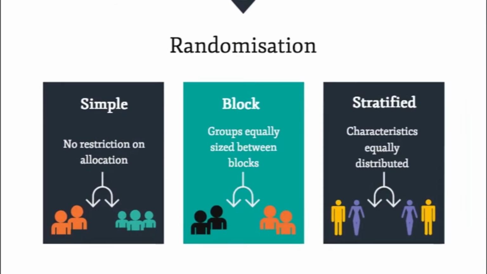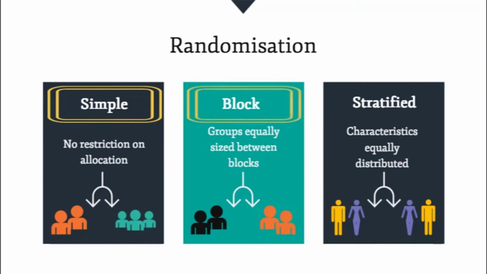Randomization can be done in the following ways. Simple randomization, in which there is no restriction on allocation and groups could be unequally sized. Block randomization, in which allocation is performed in blocks so that groups are equally sized within each block. Or stratified randomization, in which factors such as age or sex are randomized separately so that they are equally distributed amongst the groups. There are statistical methods available to help researchers randomize participants in a reliable way. Computer-generated random numbers are usually used to generate the group that a patient goes into.